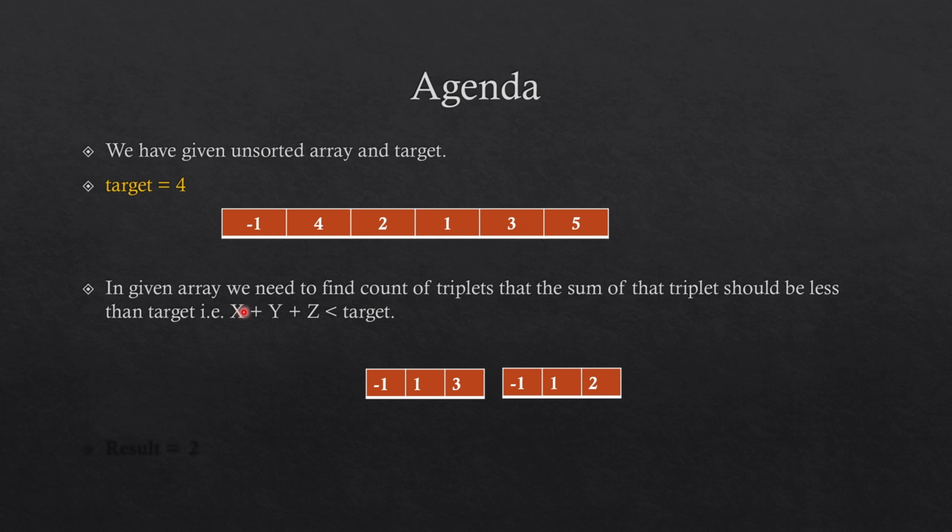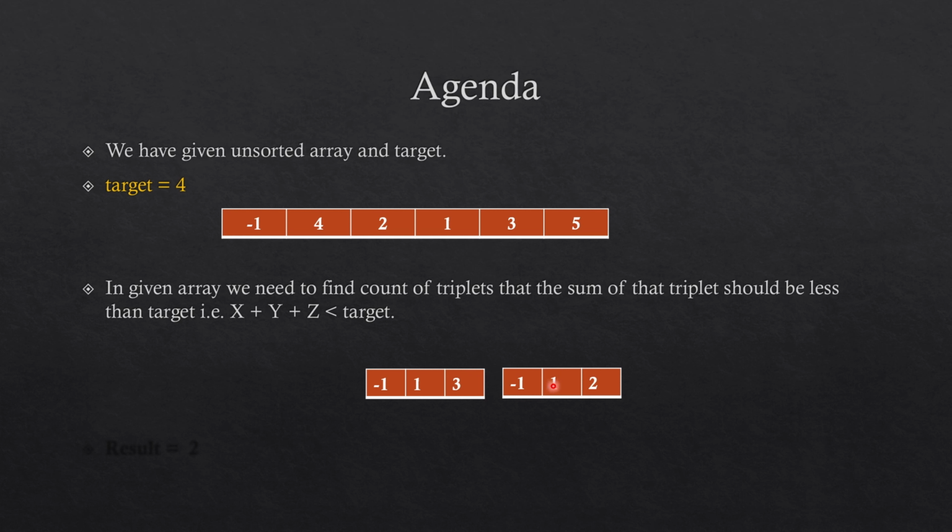For example, we have x plus y plus z, where x, y and z belong to this array. If we sum them up, the result should be less than the target. So we need these kinds of triplets. For example, we find -1, 1 and 3. If we sum them up, the result will be 3, and 3 is less than 4. So this is our first triplet.